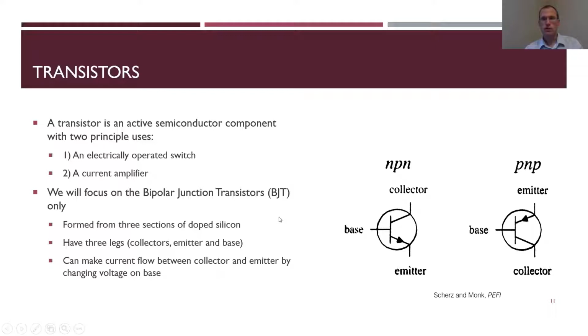So these have three legs or three attachments. Just like the diode has two attachments, one to the N and one to the P, these have three: one to the N, one to the P in the middle, and then one on the N on the outside, or alternatively, one on the P, one on the N on the inside, and one on the other P. These are called the base, the emitter, and the collector. So collector and emitter on the outside, base is in the middle.